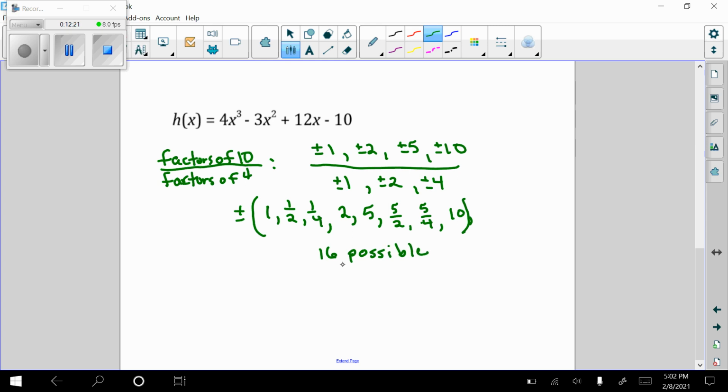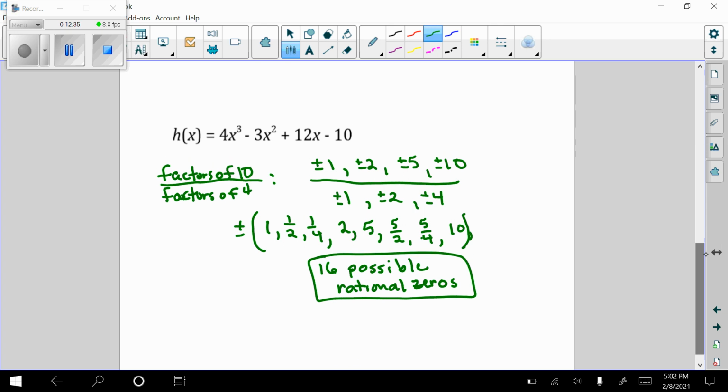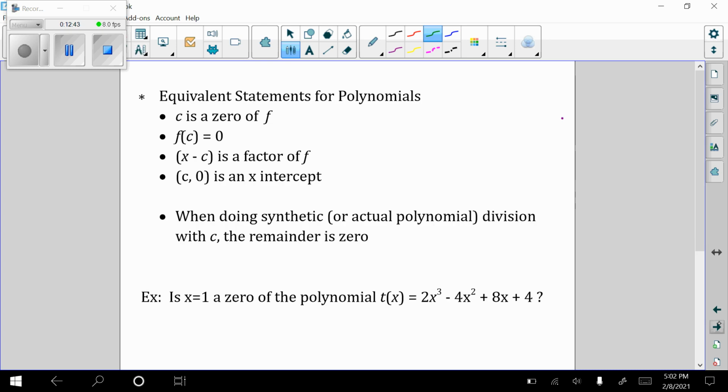Remember, these are only rational zeros. You can also have real, irrational, and imaginary. Okay, so there's your rational zeros test. All it is is the factors of the constant over the factors of the lead term, plus or minus for all of them, and separate them out.